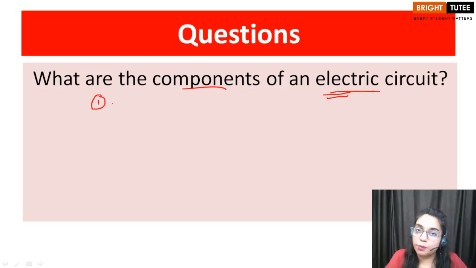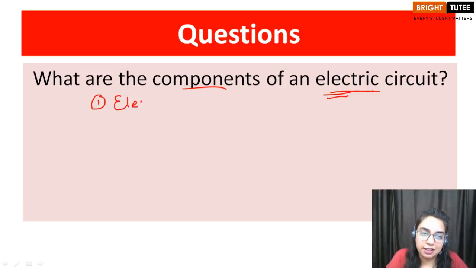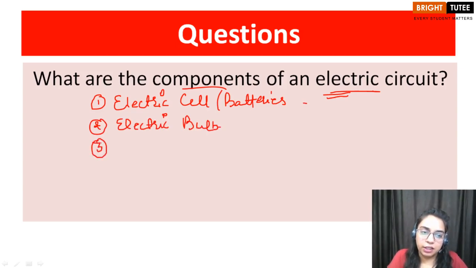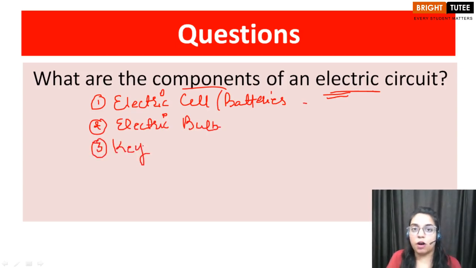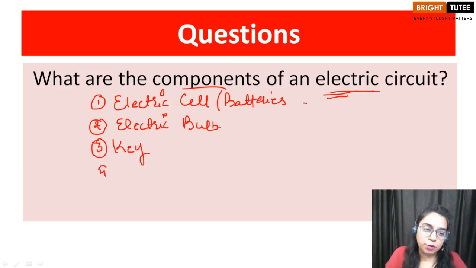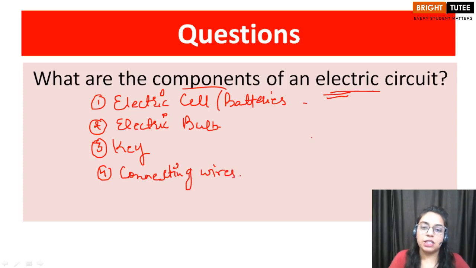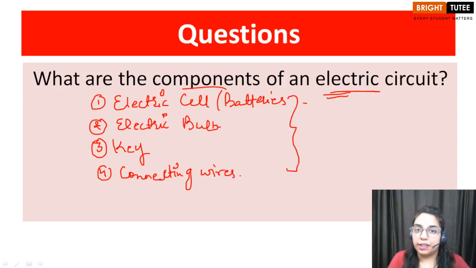So the first component that we use is an electric cell or batteries, right? This is the first component that we need. Then we require an electric bulb. Also we require a key in order to switch the circuit on or off. And finally, the most important thing that we need is connecting wires, right? Without connecting wires, we cannot complete our circuit. So they are very important. So these are the four components that we use in an electric circuit.